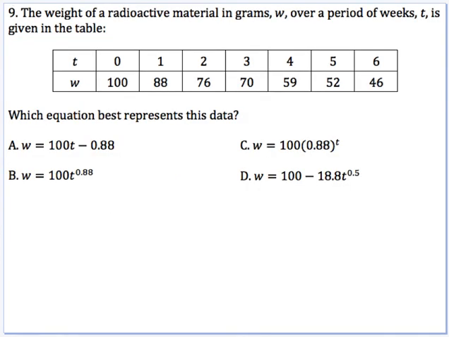All right, moving on. Okay, here's another application problem that we're going to look at this week. The weight of a radioactive material in grams W over a period of weeks, T, is given in the table. So guess what? Create a scatter plot. We've done it a million times. And guys, the nice thing is this is a multiple choice test, so create a scatter plot and then check these equations and see which one fits the scatter plot the best, okay?